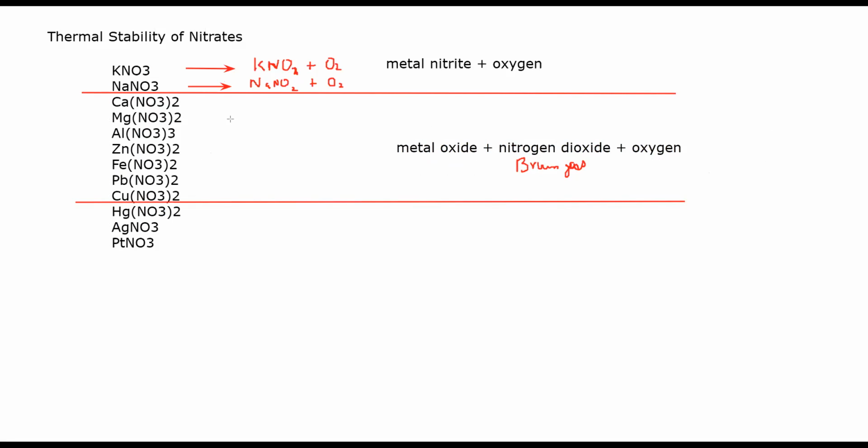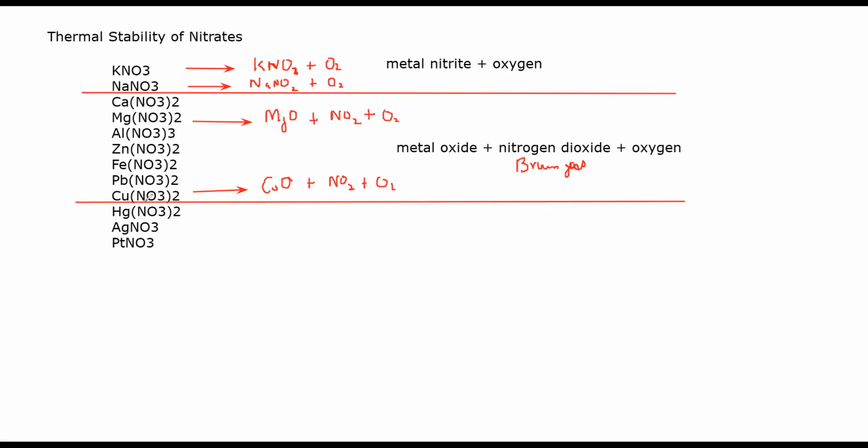So when I supply heat energy to magnesium nitrate, what will be the result? Magnesium oxide plus nitrogen dioxide plus oxygen. Again, the equations are not balanced. I did not balance any of the equations. I'm just completing the equations for the products formed. So when we supply heat energy to copper nitrate, it will form copper oxide, metal oxide plus nitrogen dioxide plus oxygen.